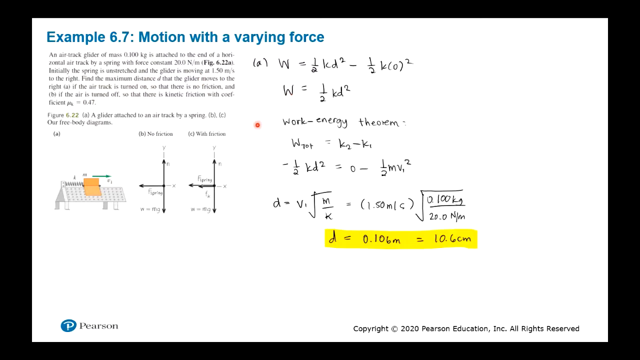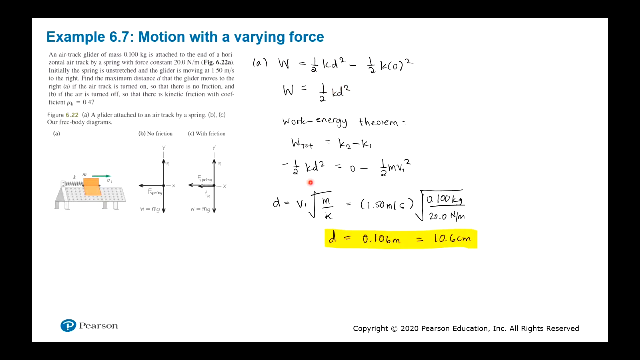So we can then proceed to get this. Remember, because we were looking for the maximum distance d, this is just the value for x. So we can substitute that into our work energy theorem. Because the initial distance is zero, the initial kinetic energy component here will become zero. So that is how we got W equals 1/2 kd squared. And we need to get d.